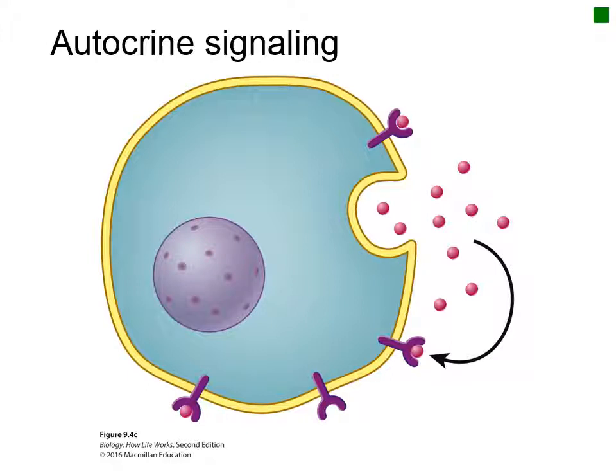Autocrine signaling occurs when the signaling cell and the responding cell are the same. You can think of autocrine signaling as the cell talking to itself. Autocrine, as well as paracrine signaling, are both important during embryonic development.